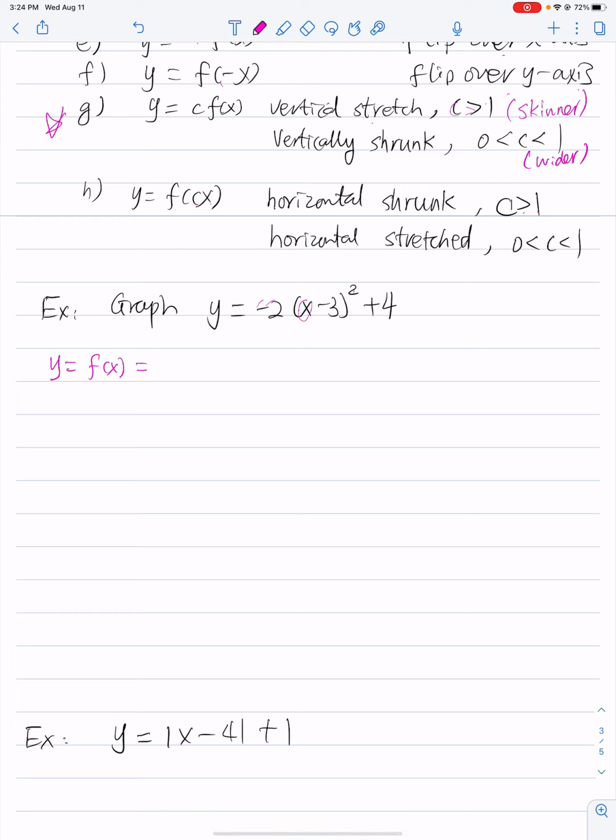x squared. Because minus 3 is a horizontal shift. This is a stretch. This is a flip. This 4 is what? Up or down. Are you with me? So your y equals f(x) equals x squared. That's your basic graph. And this is why we wanted you guys to remember these graphs, because this is a parabola.